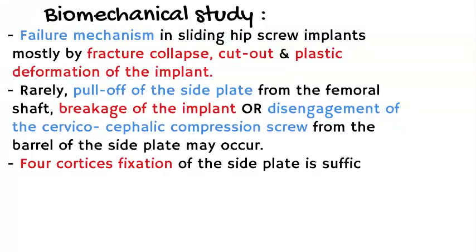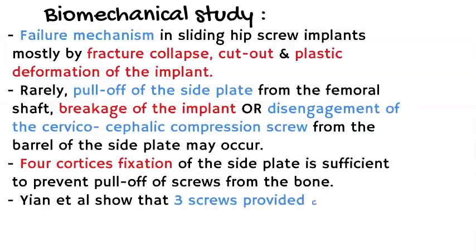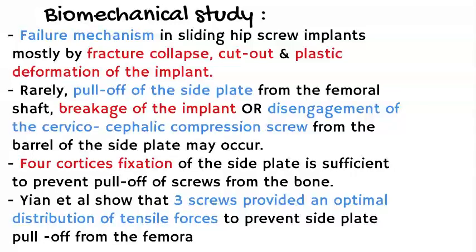For cortices, fixation of the side plate is sufficient to prevent pull off of screw from the bone. Yan et al. show that 3 screws provided an optimal distribution of tensile force to prevent side plate pull off from the femoral shaft.